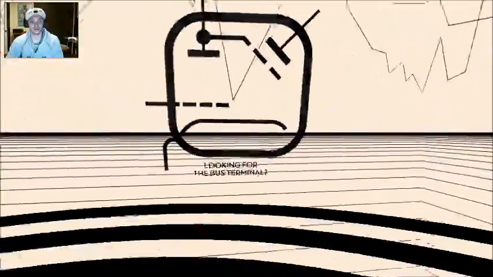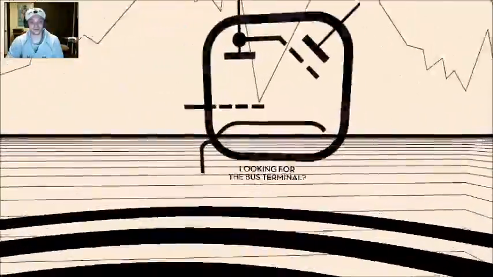You're looking for the bus terminal? Yes, I am looking for the bus terminal. You're looking for the bus terminal? Can you tell me where the bus terminal is? I'd like to get out of here.